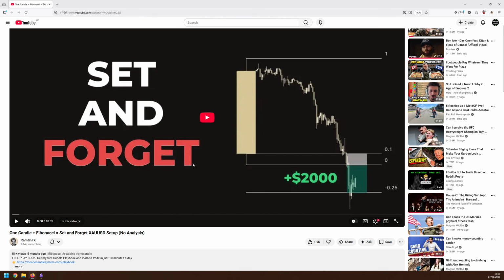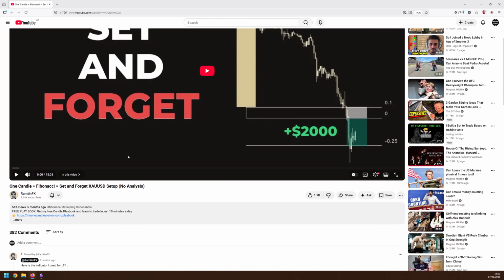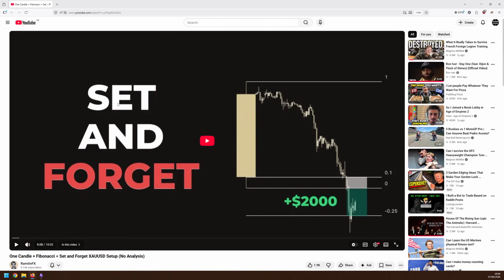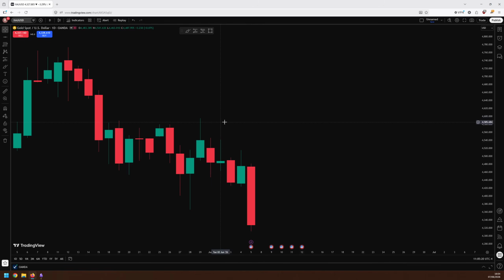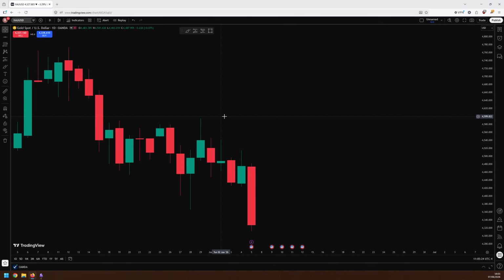I came across this strategy the other day by Ramtin FX called One Candle plus Fibonacci Set and Forget Gold Setup. It sounded quite interesting, so I wanted to run a longer term backtest on this and see how it performed. The rules of the strategy are actually pretty straightforward. It's basically a previous day high and low strategy.